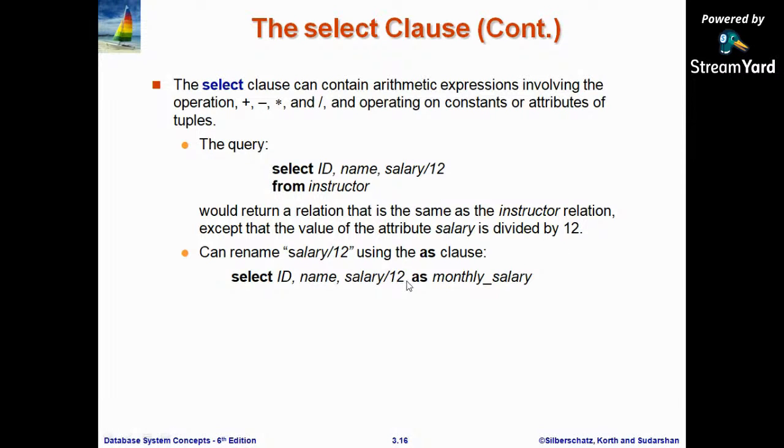With the expression, you can also rename an attribute. For renaming an attribute, you have to use an as clause: salary by 12 as monthly salary. So your column is going to be renamed as monthly salary. In the final table, you will receive the columns as ID, name and monthly salary.